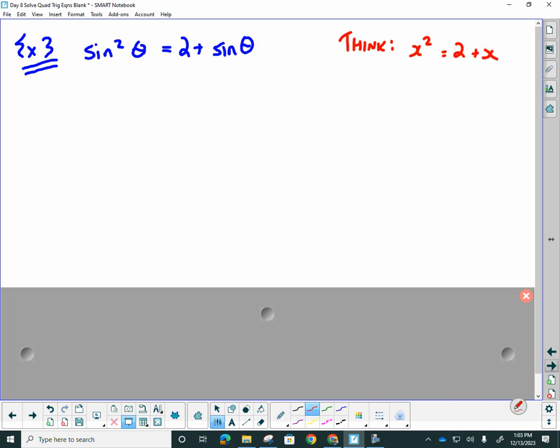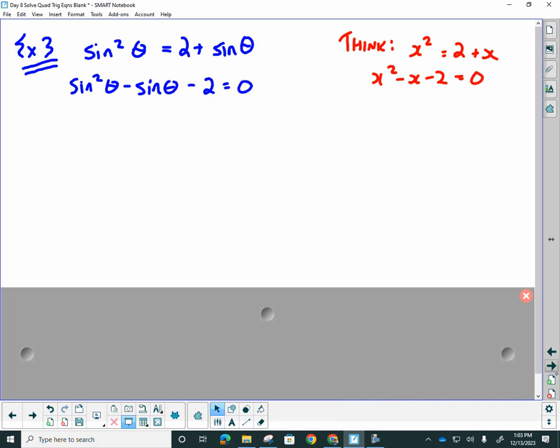And it does remind me, though, in grade 10, when I'm solving quadratics, the strategy is to set it equal to 0 and then factor. So I'm going to have to bring this across to x squared minus x minus 2 equals 0. So that helped me visualize what I need to do over here. So sine squared theta minus sine theta minus 2 equals 0.